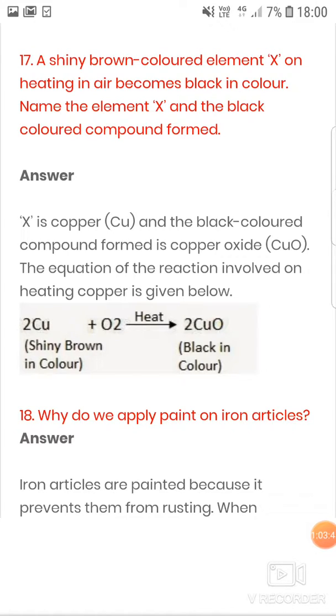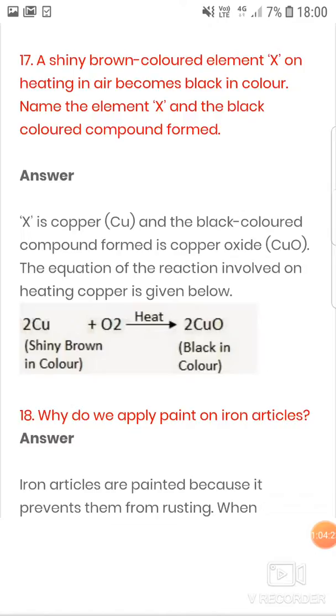A shiny brown colored element X on heating in air becomes black in color. Name the element X and the black colored compound formed. X is Cu and the black colored compound formed is copper oxide. The equation of the reaction involved on heating copper is given below. Cu plus O2 gives CuO. Shiny brown in color, when heated, produces black in color copper oxide.